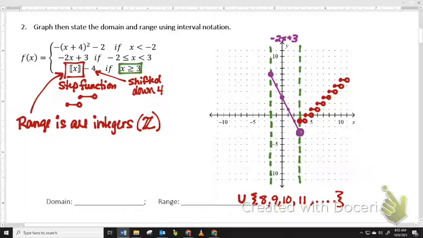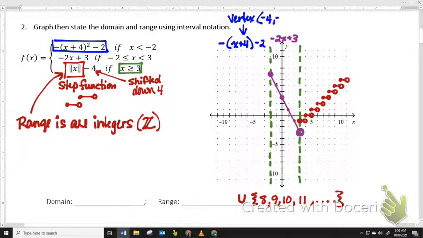And then we got this guy up on top. What shape is that? A parabola. Where is the vertex of that parabola? -4, -2. Can I put the vertex in the section where it lives? Yes. -4, -2. So here's my vertex. What else do you know about this parabola? Downwards. It's opening downwards because of that negative out in the front.